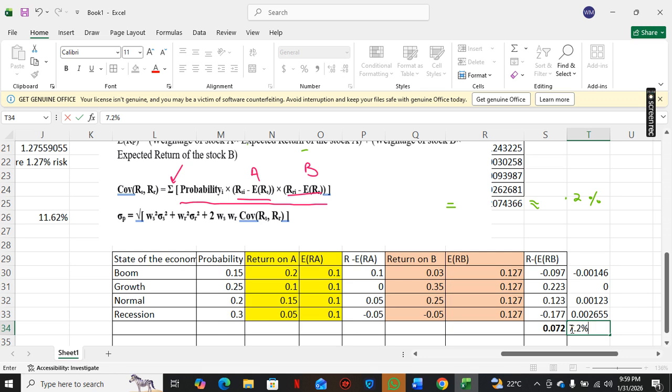Then this 7.2%, it's not a very strong relationship. Okay? The higher the percentage, the stronger the relationship. But here, since it's 7.2%, that's not a strong relationship between these two investments. Okay? Yes. Any questions?